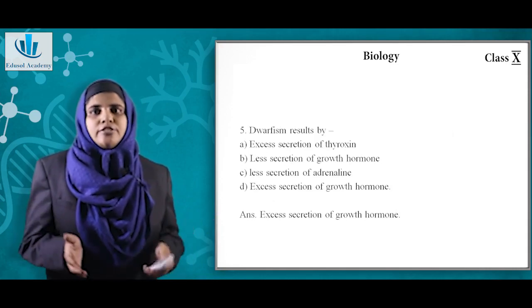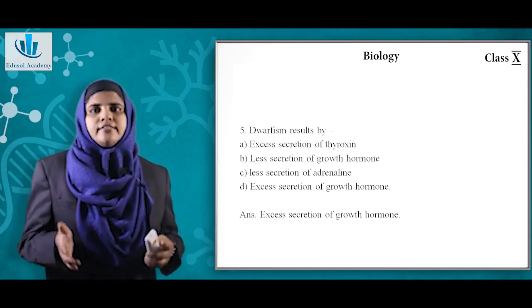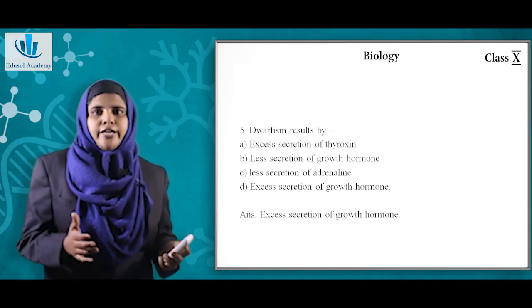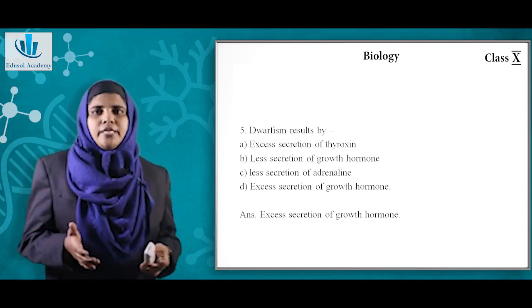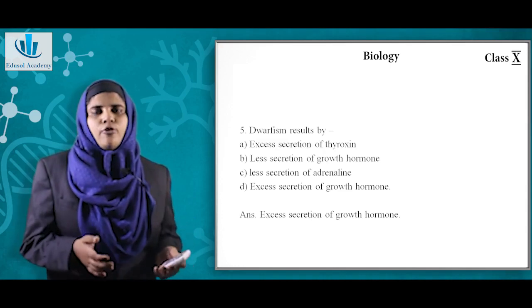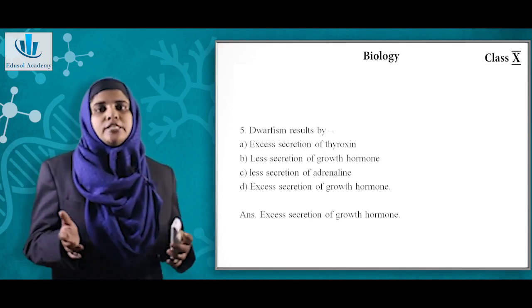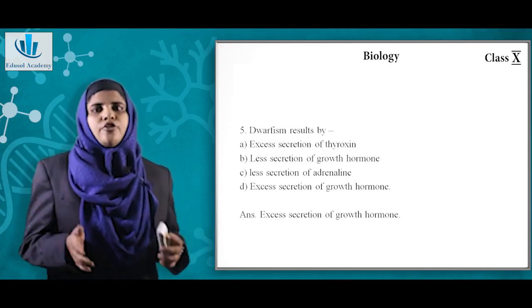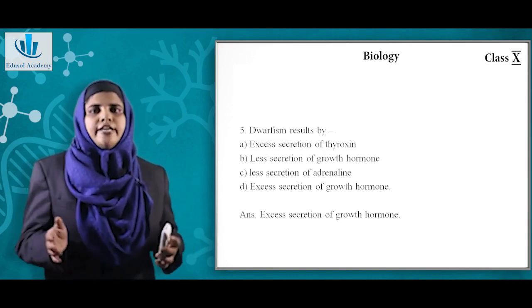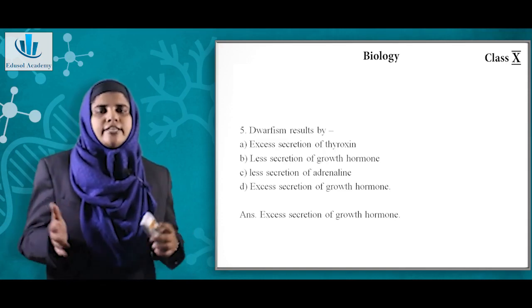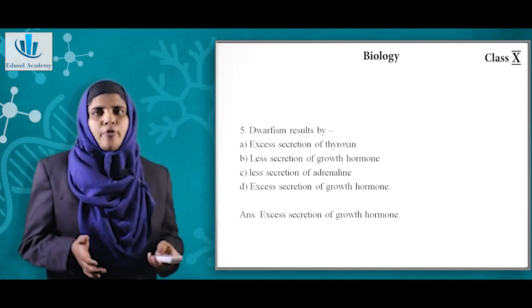Now, next question is, dwarfism results by option A, excess secretion of thyroxine, option B, less secretion of growth hormone, option C, less secretion of adrenaline and option D, excess secretion of growth hormone. Here, dwarfism we know is caused due to deficiency or the less secretion of growth hormone.